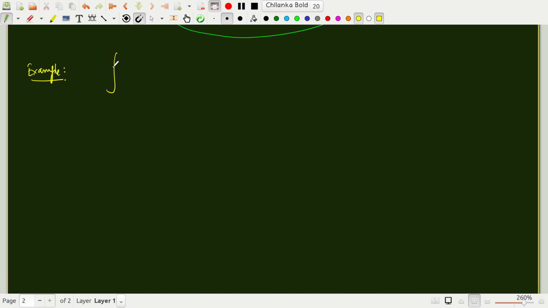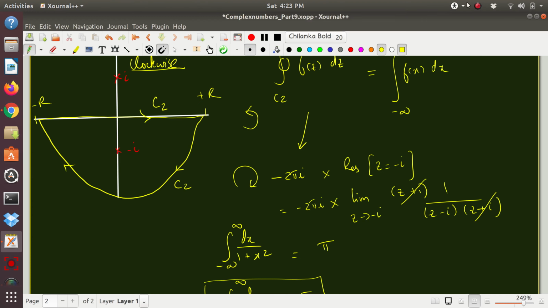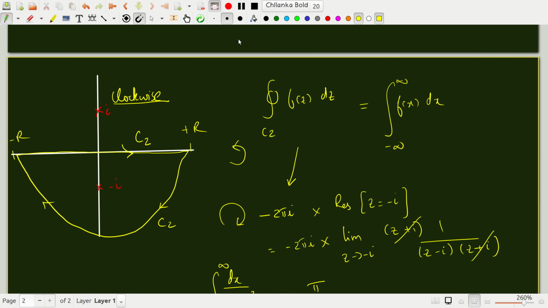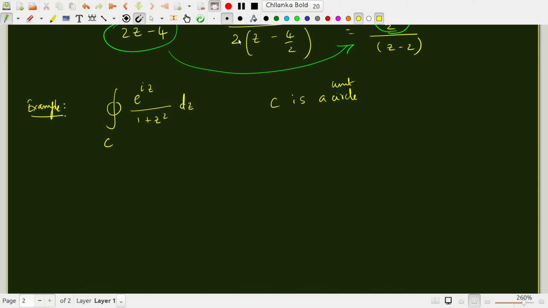Here I am interested in evaluating the contour integral of e to the i z over 1 plus z squared dz. Now C is a unit circle, but I am going to consider different unit circles just to illustrate. I'm going to show you the evaluation of this integral where C is a unit circle, but it's placed at different points in the complex plane.